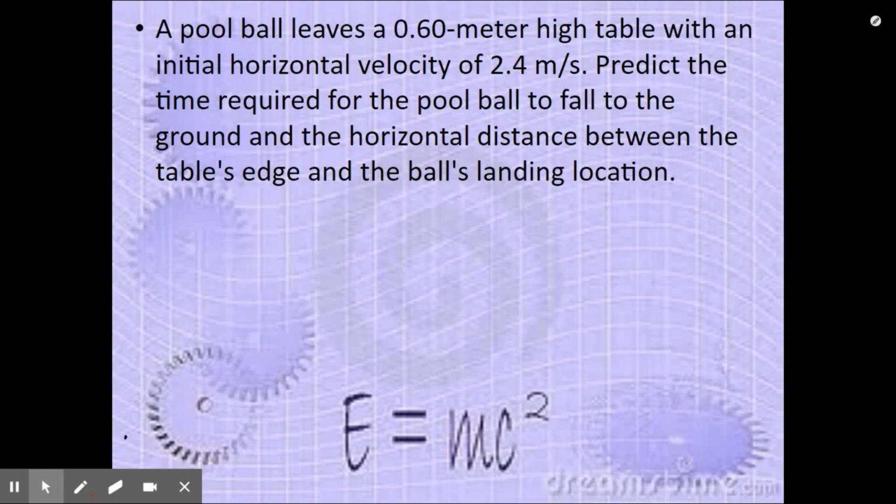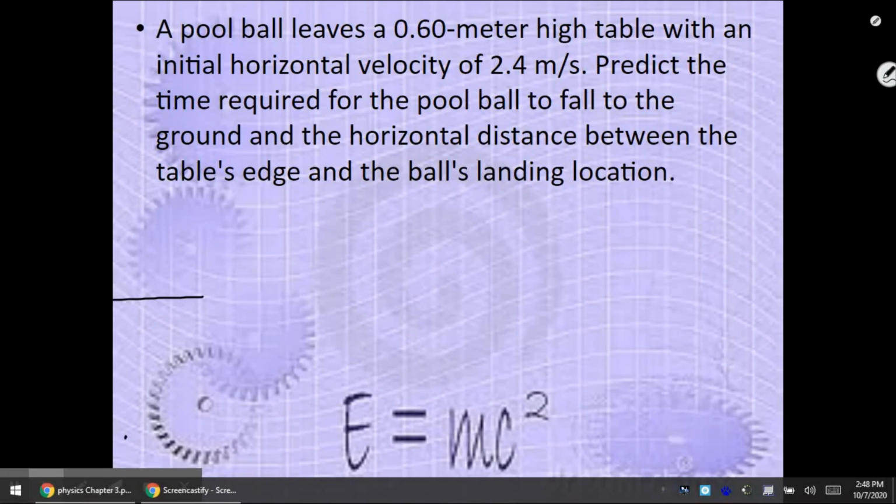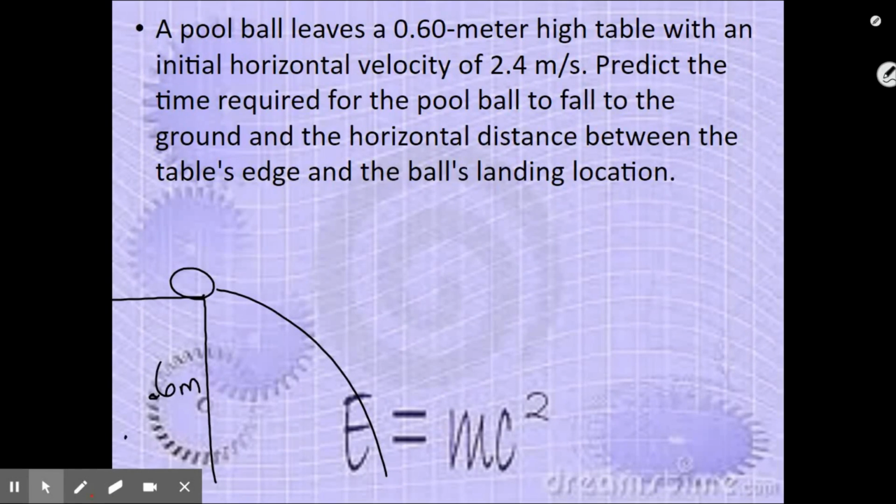So I'm going to show you what I mean by a cliff problem. So basically, it's like we're dropping something off a cliff, but here we're dropping it off of a pool table. So you've got the pool ball, and it's going to fall and go like that. So we know how high this table is. It says it's 0.6 meters, and so that's our distance in the y direction. And then it says the table leaves with an initial horizontal velocity, which is really cute because we know that the horizontal velocity doesn't change, so we don't need to worry about saying initial or final. So Vx is 2.4 meters per second.